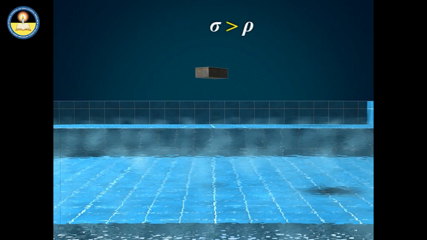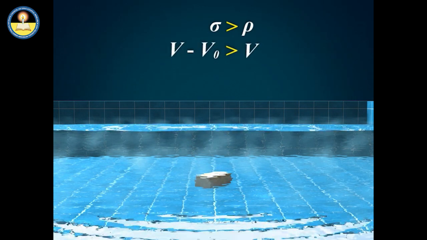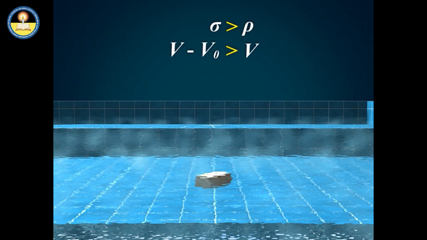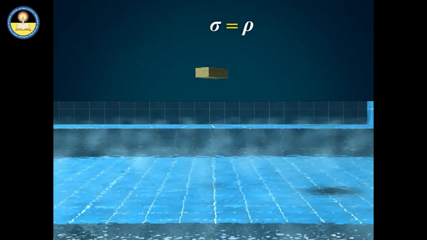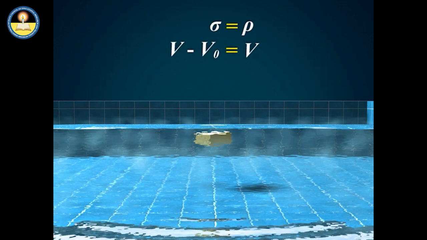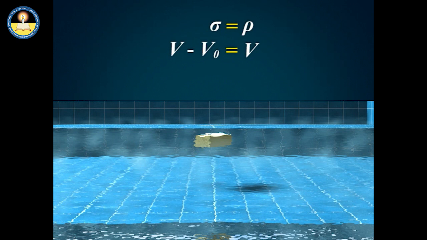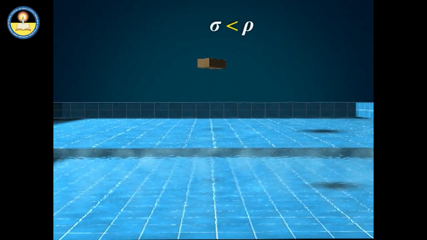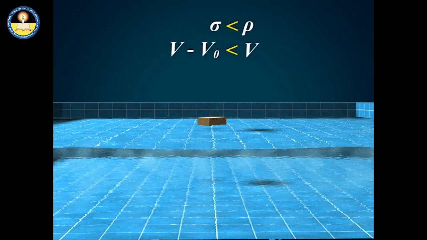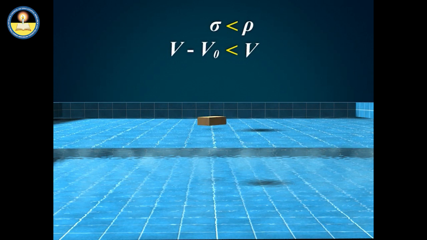From this expression, it is clear that if the density of the immersed body is more than that of the fluid, the volume of the submerged part becomes more than the total volume of the body and hence the object will sink. But if the density of the immersed object is equal to the density of the fluid, then the volume of the submerged part becomes equal to the total volume of the body, that is, the object will float and be just completely submerged in the fluid. And if the density of the immersed body is less than that of the fluid, the volume of the submerged part becomes less than the total volume of the body. That is, the object will float and be partially submerged in the fluid.